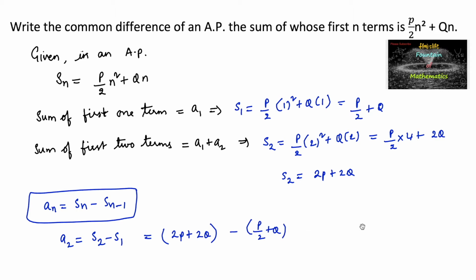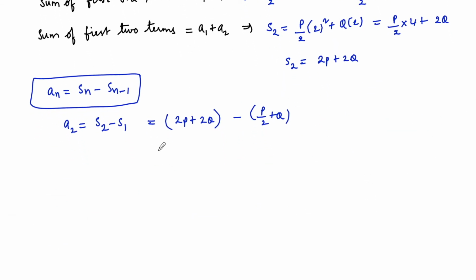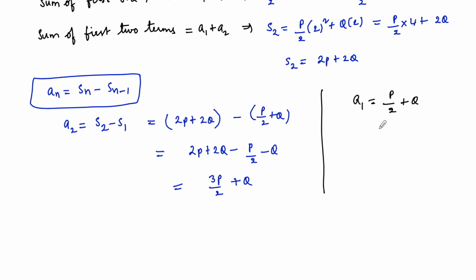Upon simplifying, we get 2p plus 2q minus p by 2 minus q. 2p minus p by 2 is 3p upon 2, and 2q minus q is plus q. So this is the second term. So we have the first term a1 is equal to p by 2 plus q, and the second term a2 is equal to 3p by 2 plus q. Then the common difference can be obtained from these two terms.